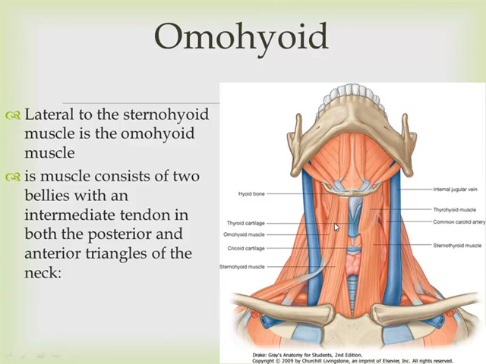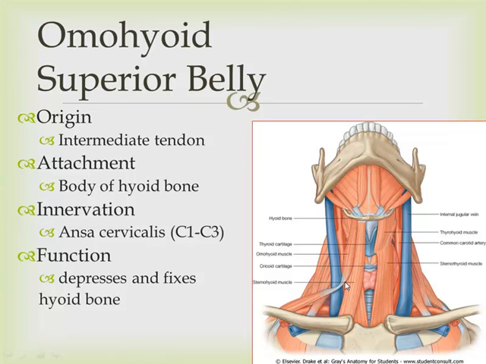Moving to the next muscle is the omohyoid, and it does have two bellies, an anterior belly and a posterior belly. And we're going to start talking about these two bellies in terms of their function and location. The origin of the anterior belly will be at the hyoid bone. The attachment will be the intermediate tendon right here. Actually, the origin will be at the intermediate tendon and the attachment will be at the hyoid bone. And then the innervation of it will be from the Ansa cervicalis as well. But if it contracts, it will help again to depress and fix the hyoid bone.